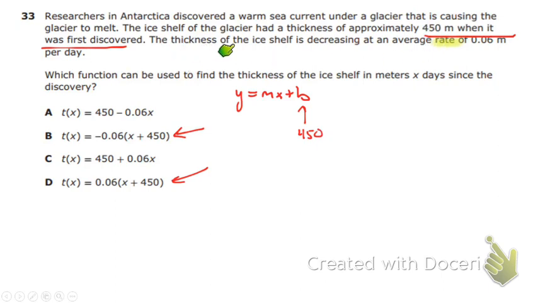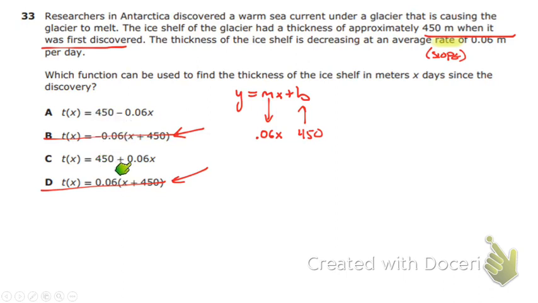And then it says the thickness of the ice shelf is decreasing at a rate. When you see the word rate, I ought to be thinking slope of 0.6 meters per day. So we have our y-intercept, that's 450. Our slope is going to go next to m. And so you're pretty much down to either A or C. And so you got to think about what the difference is.